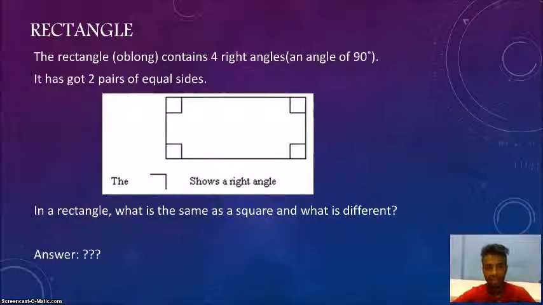The rectangle is oblong and contains 4 right angles of 90 degrees. It has got 2 pairs of equal sides. In a rectangle, what is the same as a square and what is different? The answer is the rectangle has got 4 right angles, each 90 degrees. This is the same as a square. However, a rectangle does not have 4 sides of equal length.